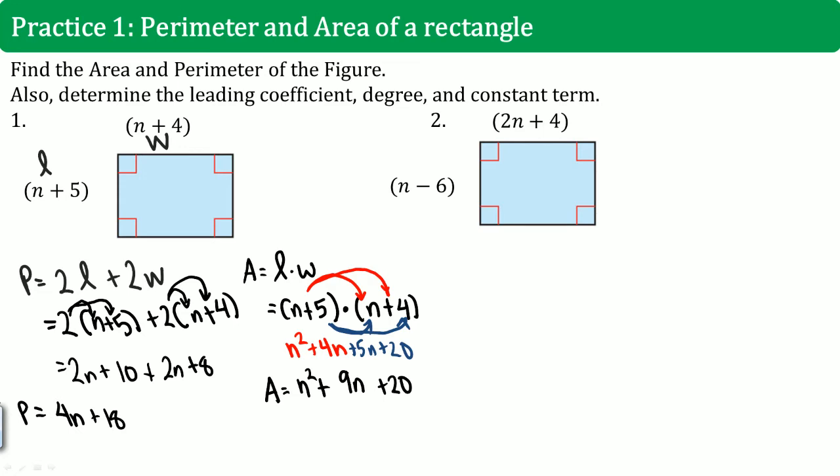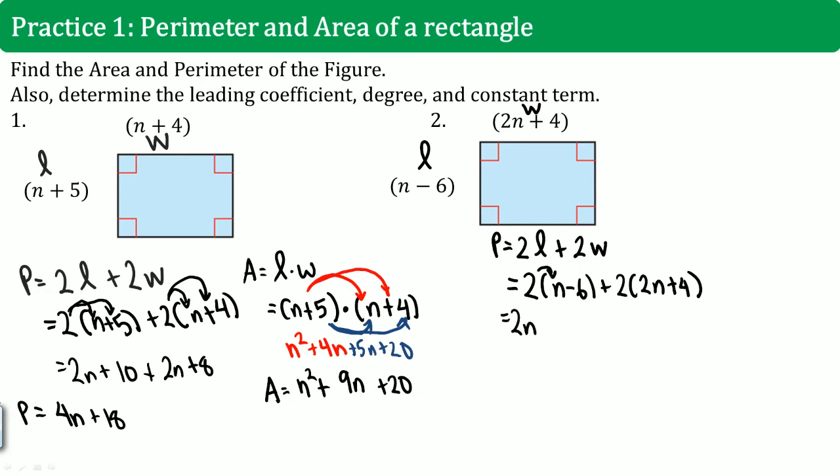Let's do number 2. Let's find the length is n minus 6. Your width is going to be 2n plus 4. The perimeter formula is going to be twice the length plus twice the width. Make that substitution. 2, the length is going to be n minus 6 plus 2 times the width, which is 2n plus 4. Let's distribute. 2 times n gets you 2n. 2 times negative 6 is negative 12. 2 times 2n gets you 4n. And 2 times 4 gets you 8. Combine some like terms. We have 2n plus 4n gets us 6n. Negative 12 plus 8 gets us negative 4. This would be the perimeter.